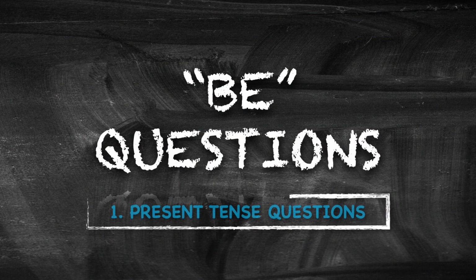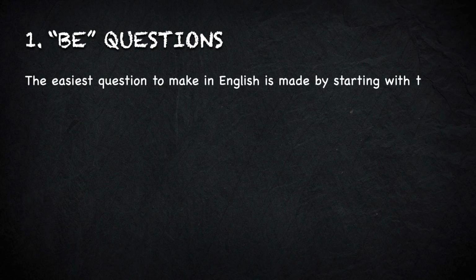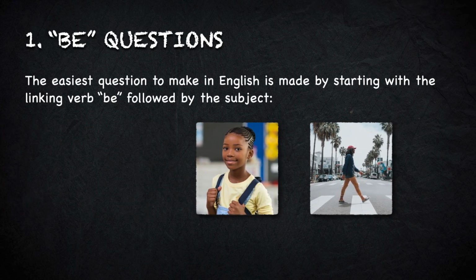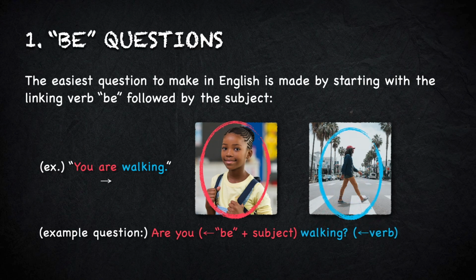Our first question structure is called be questions. The easiest question to make in English is to start with the linking verb be, followed by the subject. In our example, the statement is, you are walking. To make this sentence a question, we need to switch the pronoun and the linking verb. So now our example question is, are you walking?